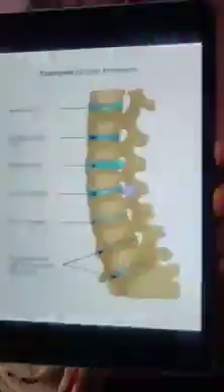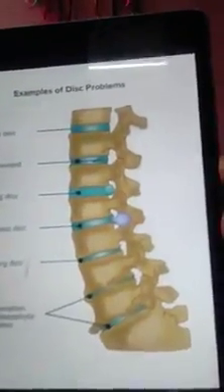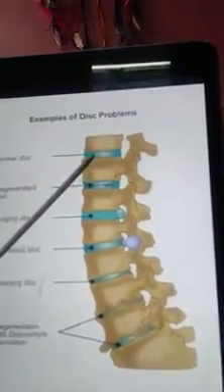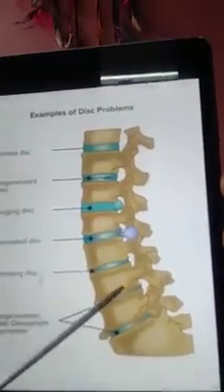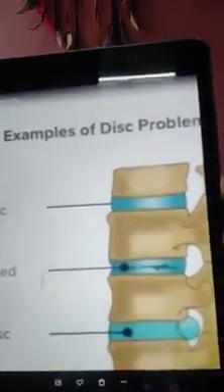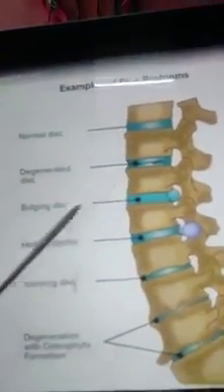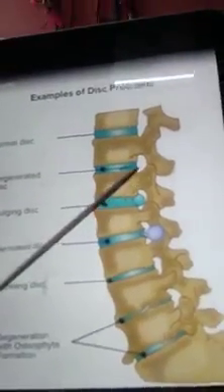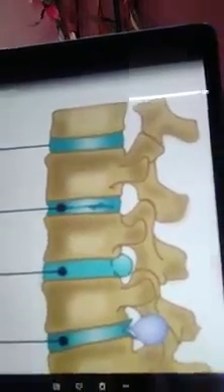Alright, so what are the disc problems that you may face? We will see in a quick image. So these are some of the disc problems that you may undergo. Along with the blue color, you can see what is written. The yellow, creamish color are the bones, the blue color are the discs, as you can see. So this disc is the normal disc, right? So this is a degenerated disc. That is, as you can see, there is degeneration in the disc.